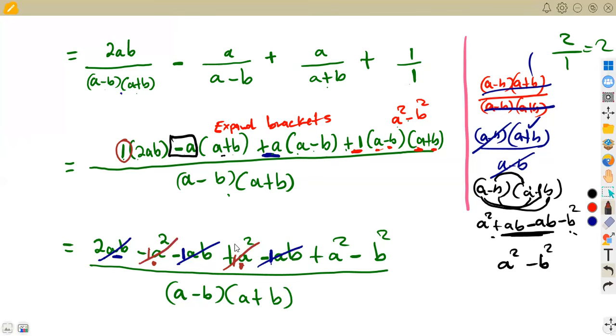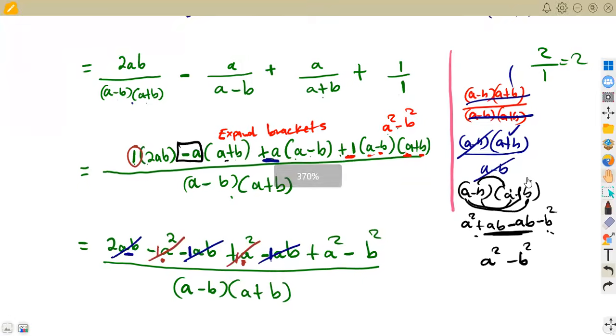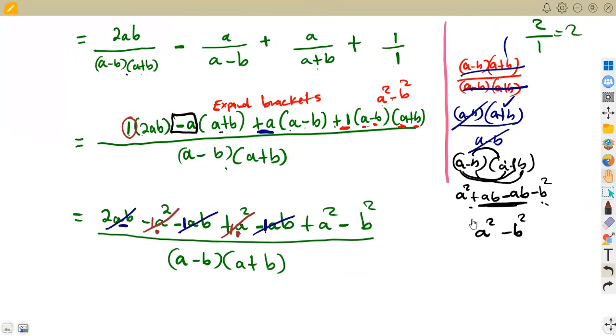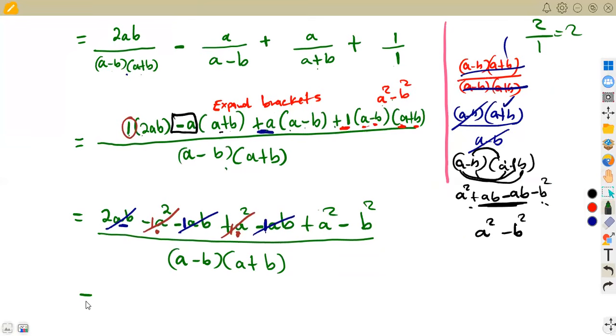So what are we going to remain with at the end? If you check here, we are going to remain on the top. Is there anything that can cancel? These 2 cannot cancel. These are unlike terms. So we are going to remain with a squared minus b squared, everything over what? Over the two brackets, a minus b into a plus b. But can we leave our answer at this stage?